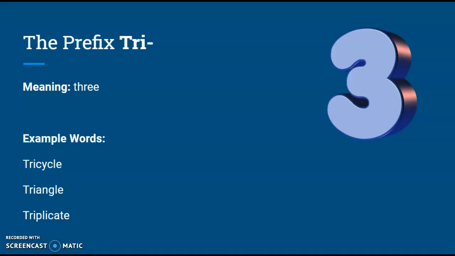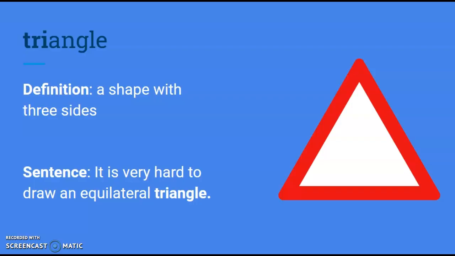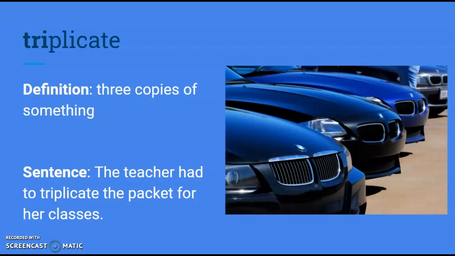Your next prefix this week is tri. This means three, like tricycle, triangle, and triplicate. You can see here for the word triangle, it's a shape with three sides. The sentence is, it's very hard to draw an equilateral triangle.